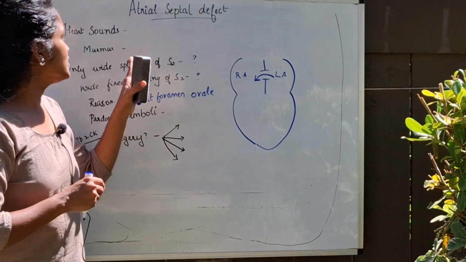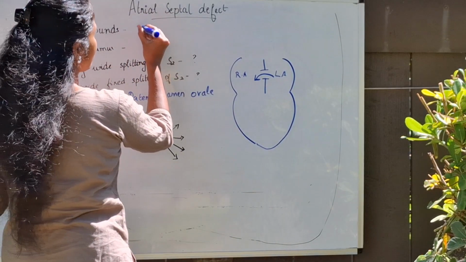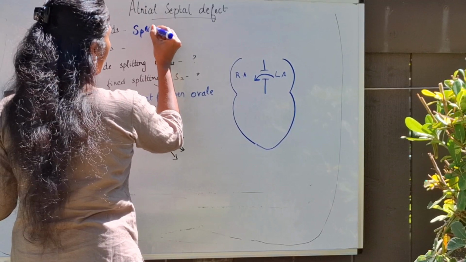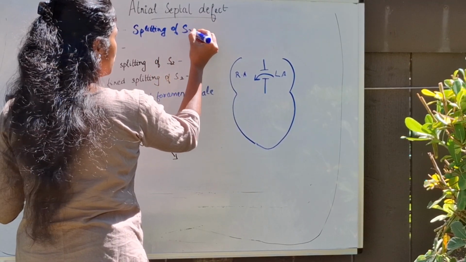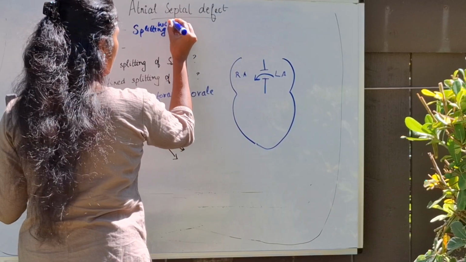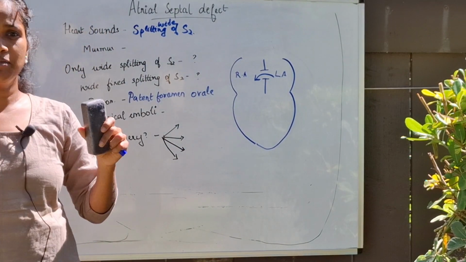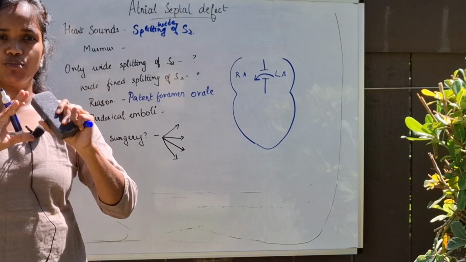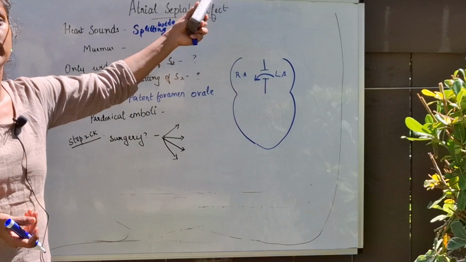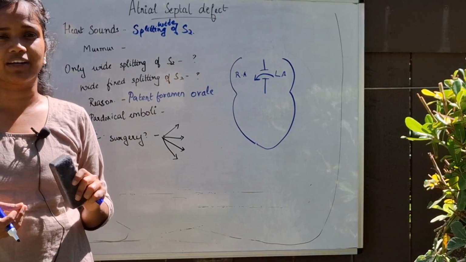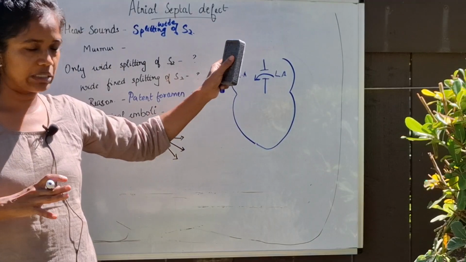The second one is, what about the heart sound? So here there is splitting of S2, and it is not a normal splitting, it is a wide splitting of S2. So you should be able to know that wide splitting of S2 is seen in atrial septal defect. The pathophysiology behind it is not much important, just remember it.